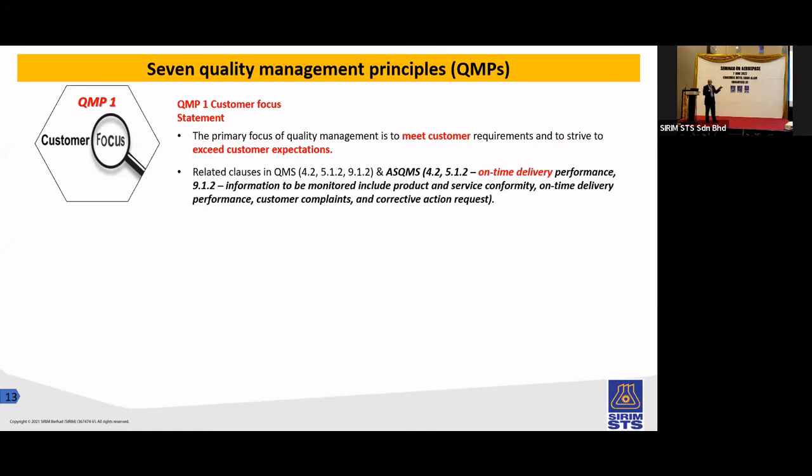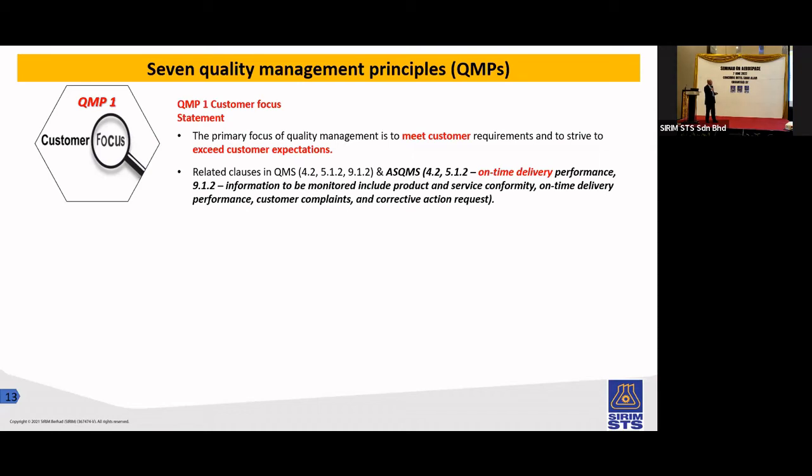And what are the related clauses related to the aerospace and also ISO 9001? You can see here clause 4, clause 5, clause 9. In aerospace, there is additional requirement. In both additional requirement, they talk about on-time delivery performance. Very, very serious on this matter in aerospace, even in automotive also, on-time delivery. And 9.1.2, information on the monitor, include the product service conformity, on-time delivery performance, customer complaint, and quality action requests.